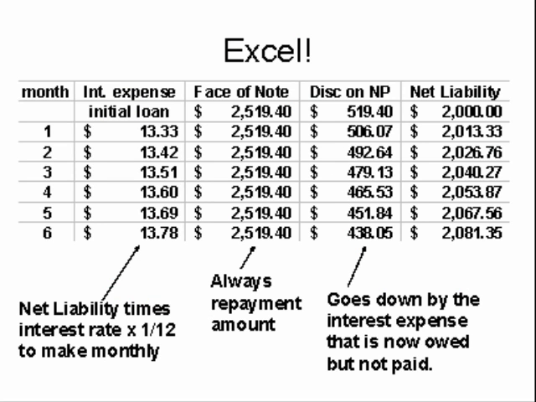If I put this note in Excel, every month I can calculate the new interest expense based on the net liability at the end of the prior month. The net liability keeps going up. You see that?